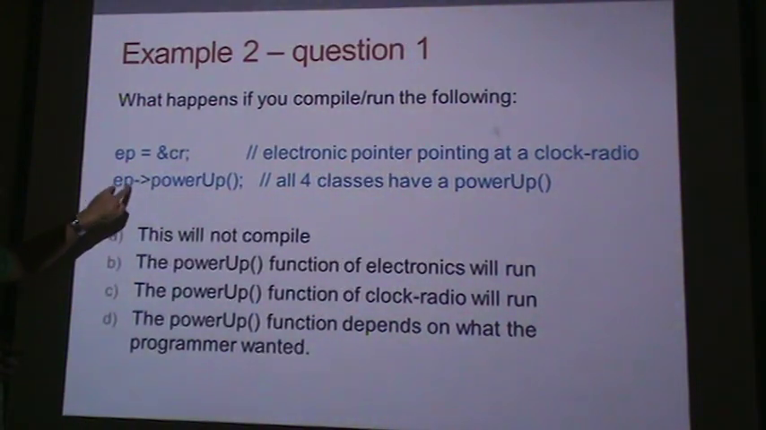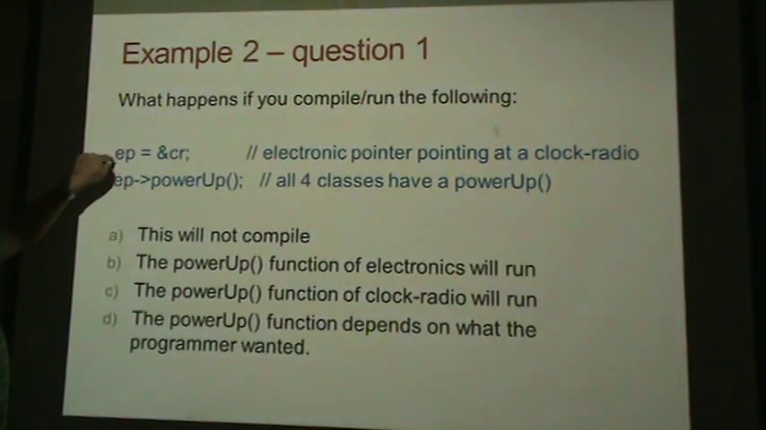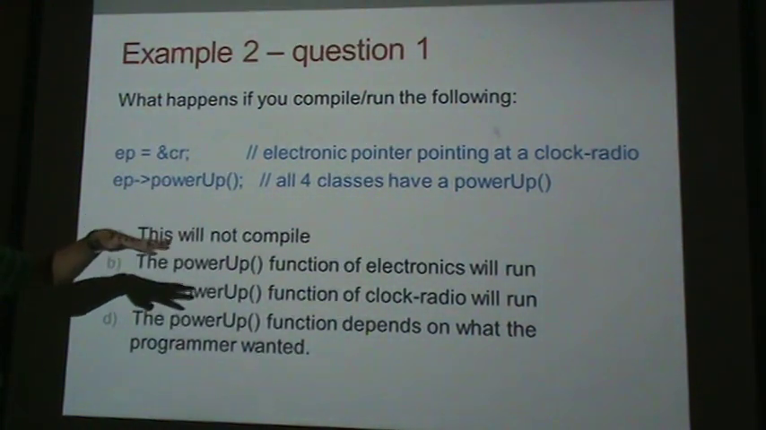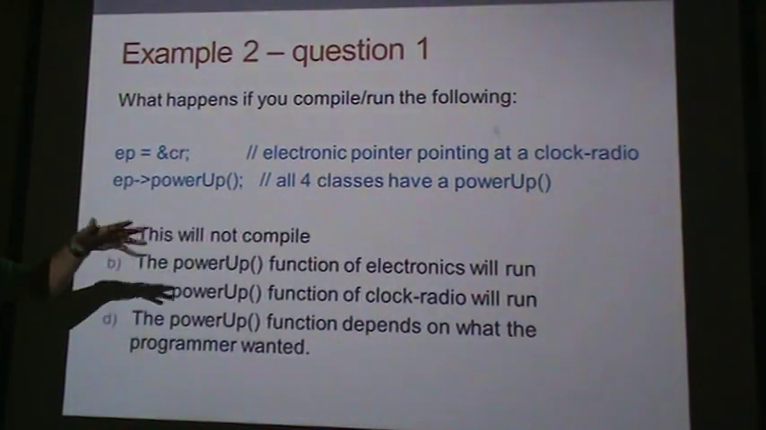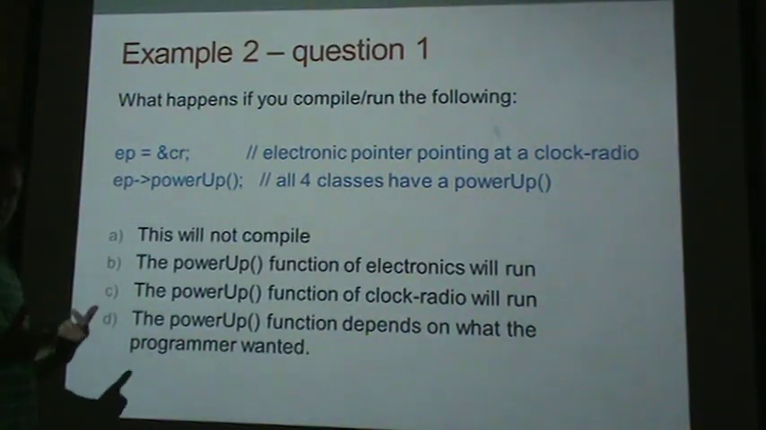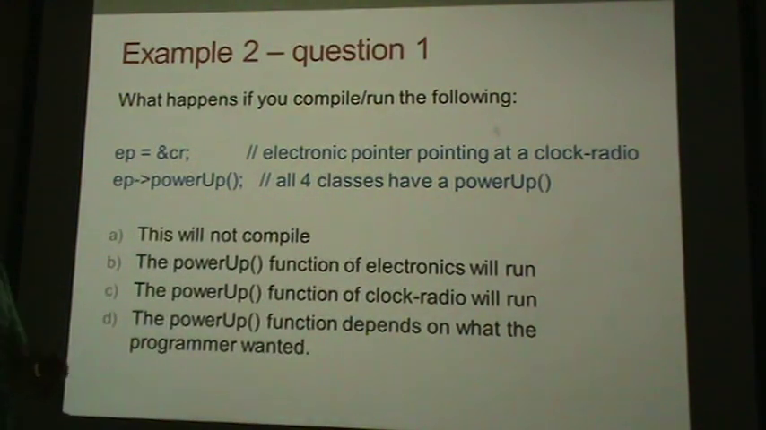At compile time, we don't know what EP is going to point at. I could declare an EP and then point it at a radio, and then a little later on with an if statement I could switch to a clock, and then a little later on it could switch to a radio. The compiler doesn't know at compile time what it's pointing at. It would only know at runtime. It would have to look and say, well, wait, what am I pointing at? And let me call that power up. It would be a runtime decision.